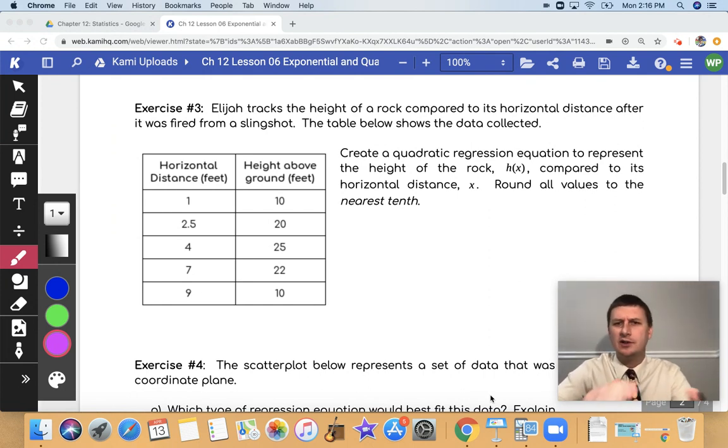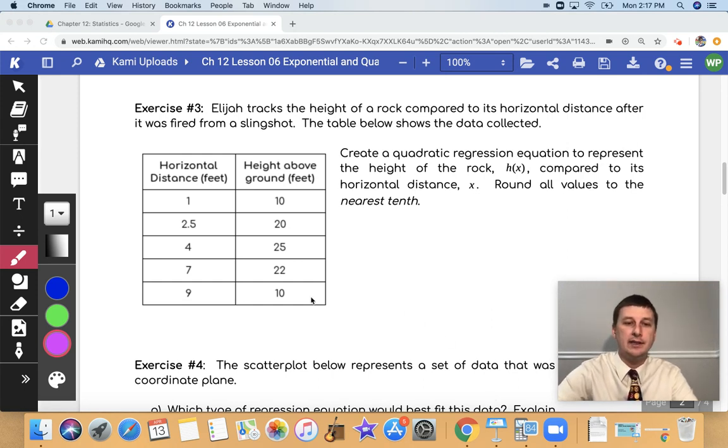And in this video, we're going to be taking a look at more exponential and quadratic regressions. In exercises numbers 1 and 2, we looked at exponential regressions, and in this exercise, we're going to be looking at what a quadratic regression is. It says, Elijah tracks the height of a rock compared to its horizontal distance after it was fired from a slingshot. The table below shows the data collected. Create a quadratic regression equation to represent the height of the rock, h of x, compared to its horizontal distance, x. Round all values to the nearest tenth.